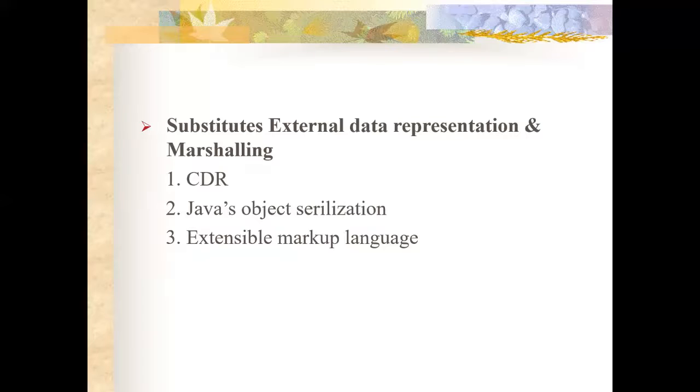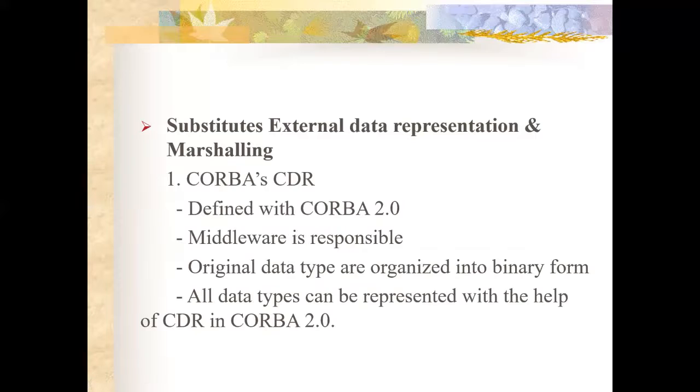Following are some substitutes for external data representation and marshalling. The first is CORBA's CDR, that is CORBA's Common Data Representation. The second is Java's object serialization. The third is Extensible Markup Language, that is XML. Here we will see them one by one. So first is CORBA's CDR, CORBA's Common Data Representation.